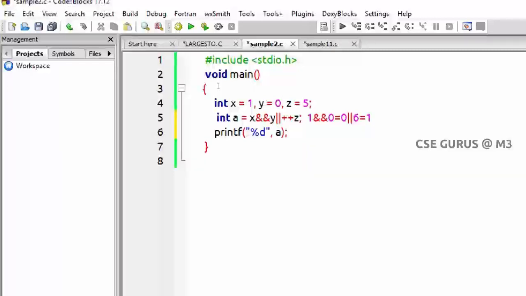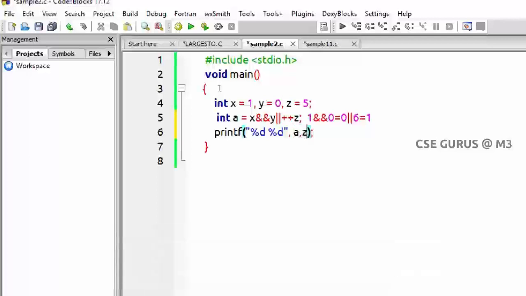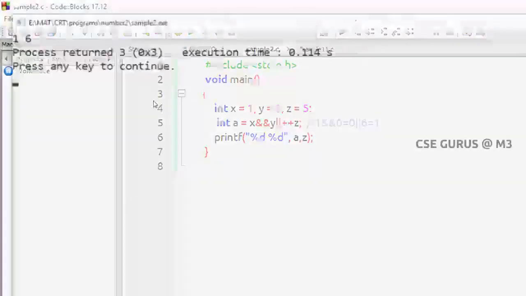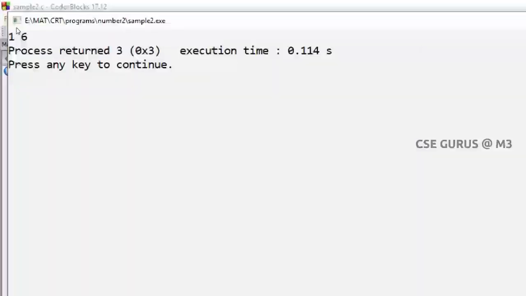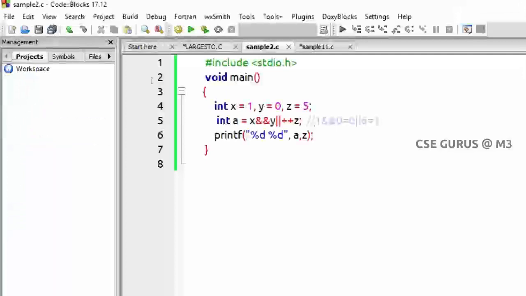So false or true is true. So a value will be now executed, a value will be 1. And anyway, for your clarity, I'll print z also. Okay, we'll see a value is 1, z value is 6. You can see the output now. Yeah, 1 comma 6, right? So this is an interesting point we can observe in logical and and logical or operator.